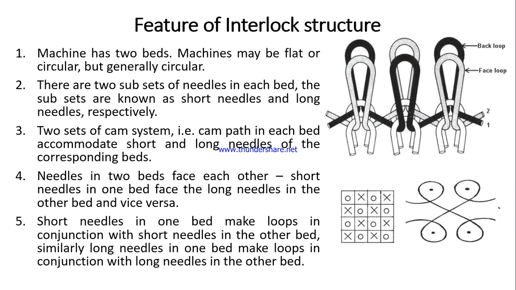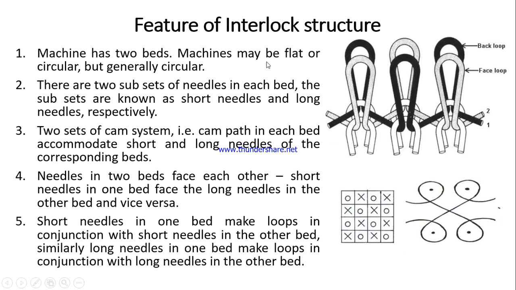So now we shall continue to the next structure, that is the interlock structure. So interlock structure is also one double jersey structure. So double jersey structure requires two beds for the fabric formation. So therefore it is written here, machine has two beds. Machines may be flat or circular, but generally circular.